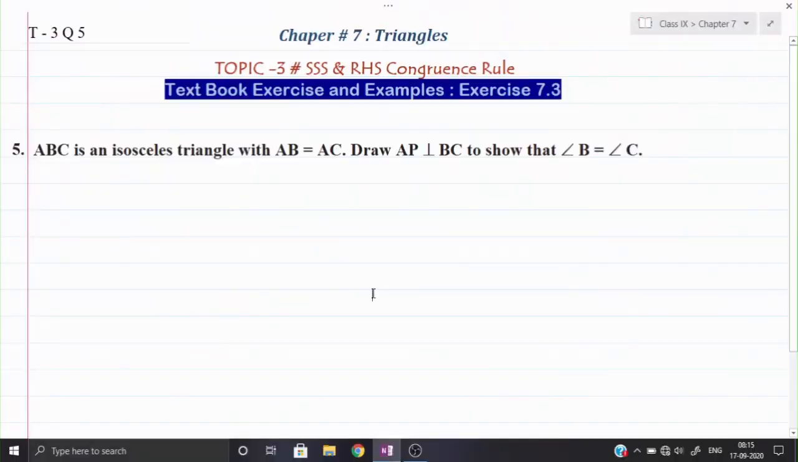Students, welcome back to the maths class. Today we are going to start exercise 7.3 question number 5. In the previous session we have finished till question number 4. So let us see how we can solve this question.